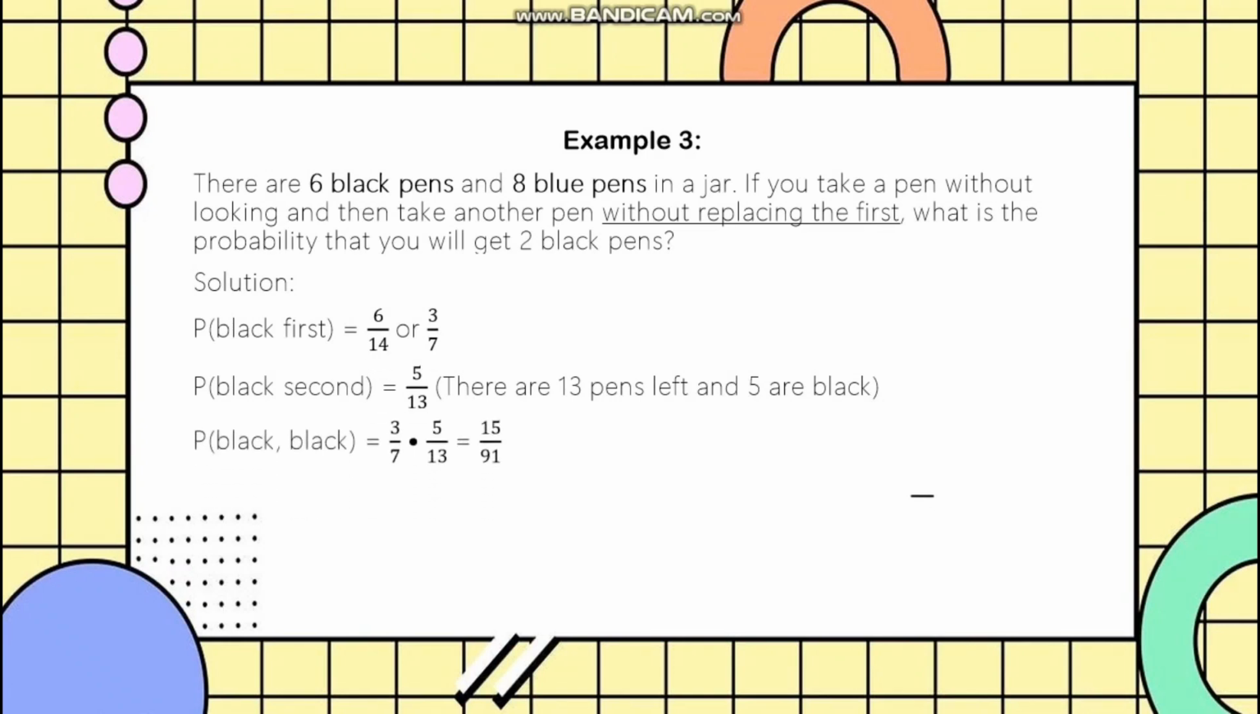Then after that, the probability of black, which is equal to 3 over 7 times 5 over 13. Multiply 3 to 5 and you will get 15. Then multiply 7 to 13 and you will get 91. So we have 15 over 91. The probability of taking 2 black pens in the jar is 15 over 91.